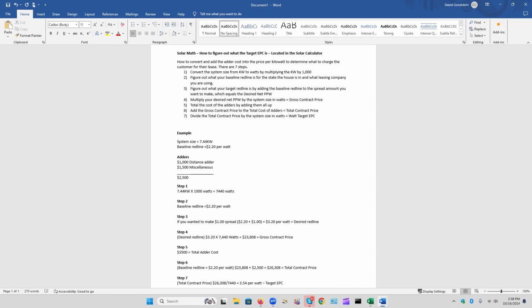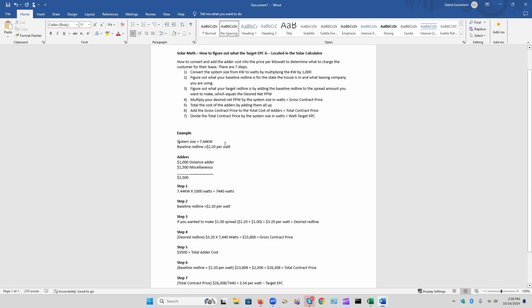We're then going to multiply your desired net price per watt by the system size in watts, which equals the gross contract price. We're then going to total the cost of the adders by adding them all up, and then add the gross price to the total cost of the adders to get a contract price. We're then going to divide the contract price by the system size in watts, which will give us our watt target EPC.